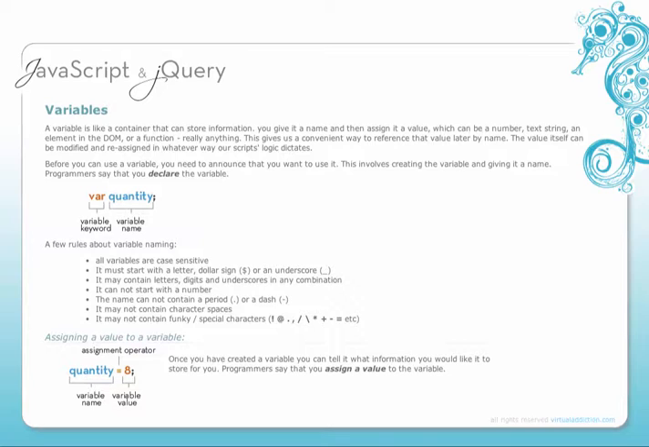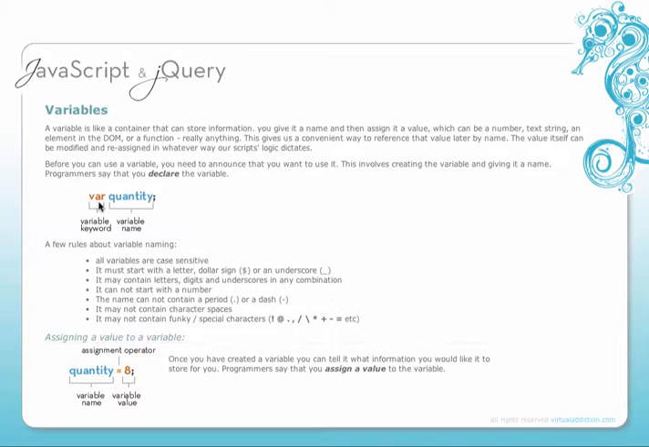Before you can actually use a variable, you need to announce that you want to use it. This involves creating the variable and giving it a name. Programmers say that you declare the variable. You can see from our example here, we have var quantity. Var is the variable keyword and quantity is the variable name. Var is an example of what programmers call a keyword. The JavaScript interpreter knows that this keyword is used to create variables.